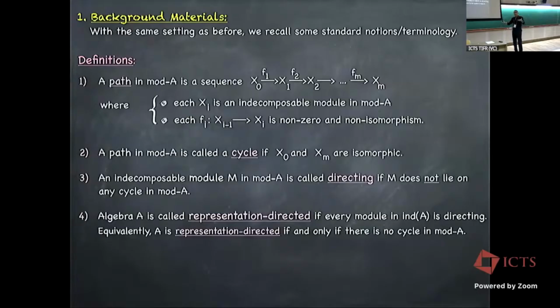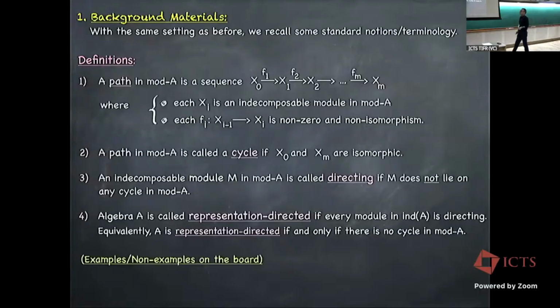And if every indecomposable of your algebra satisfies this outstanding property, then you call that algebra representation directed, meaning that no indecomposable falls on a cycle. Equivalently, an algebra is representation directed if there is no cycle whatsoever inside your module category. If any part of this definition is subtle or unclear, kindly let me know, because this is what we want to build upon. As you see, nothing is very technical, just general module theory so far.